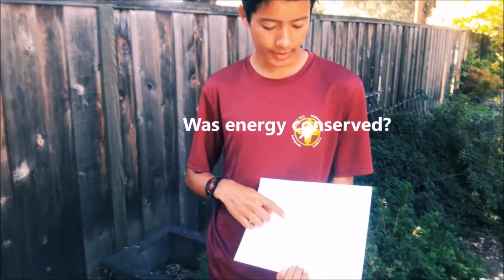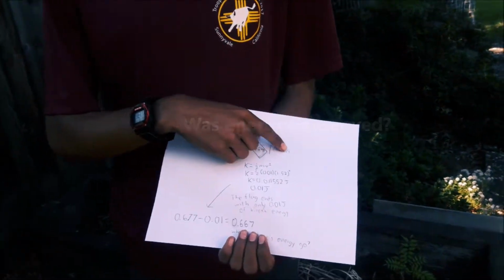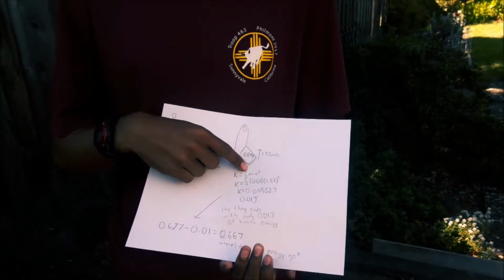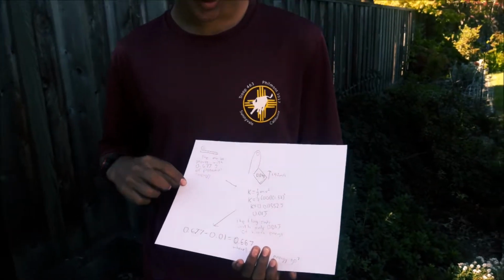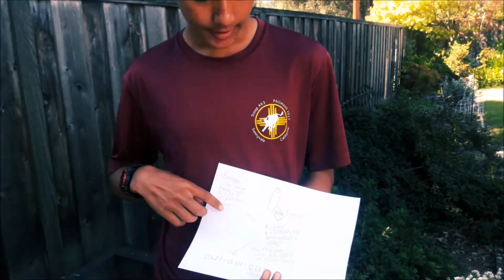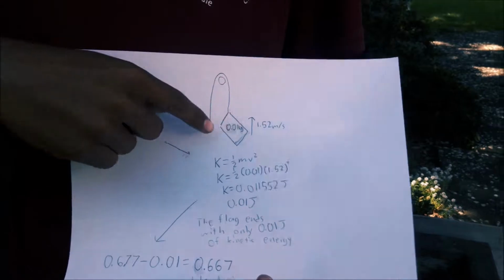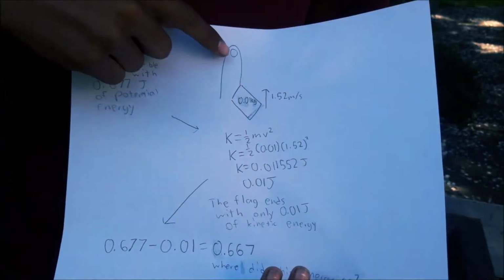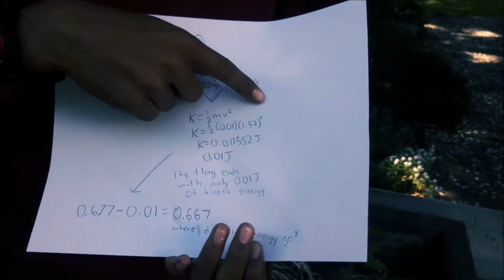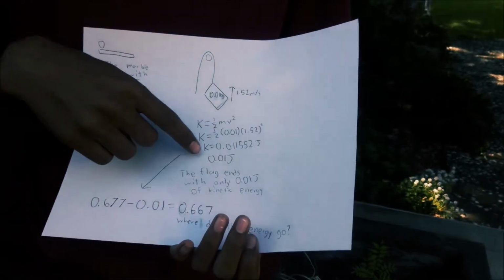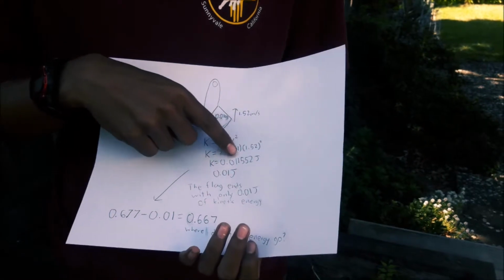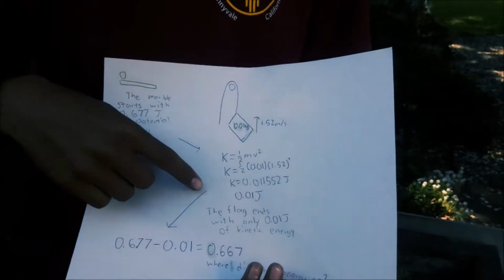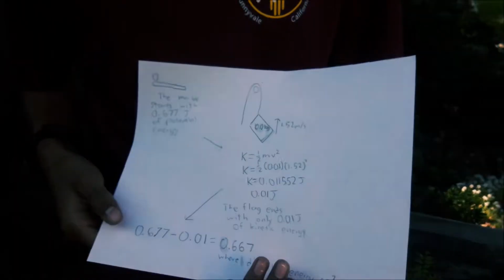So now that we know the velocity of the flag to be 1.52 meters per second, we can use the equation for kinetic energy, as shown here, to figure out how much kinetic energy the flag has. We take the mass of the flag, which was 0.01 kilograms, and the velocity, squared. We find that the kinetic energy is 0.011552 joules. And again, we only have one sig fig, so we have to say 0.01 joules.